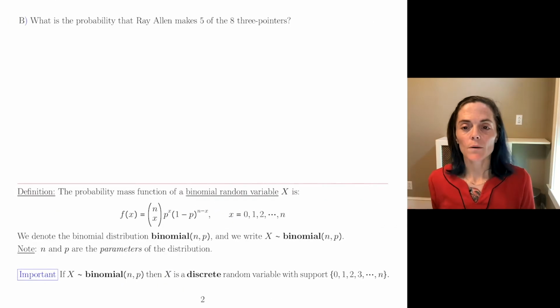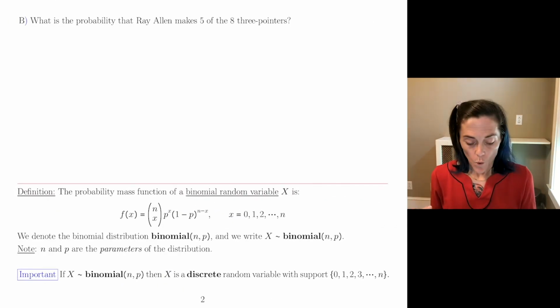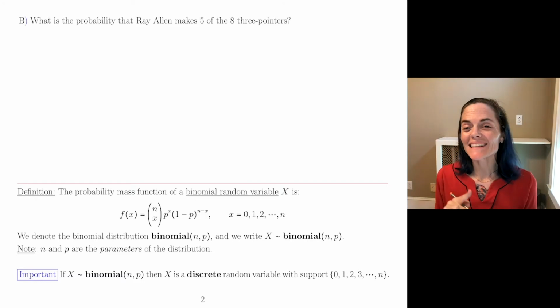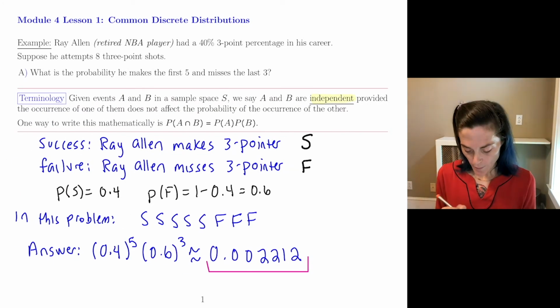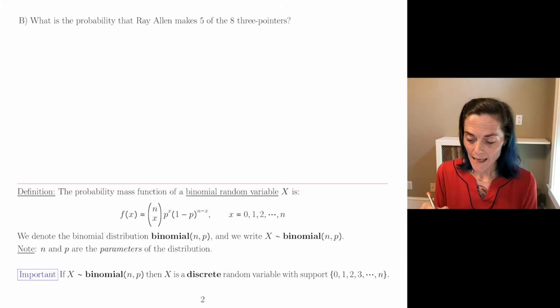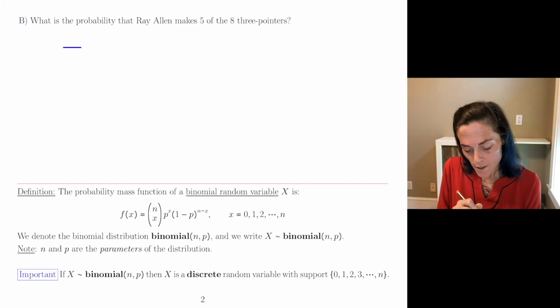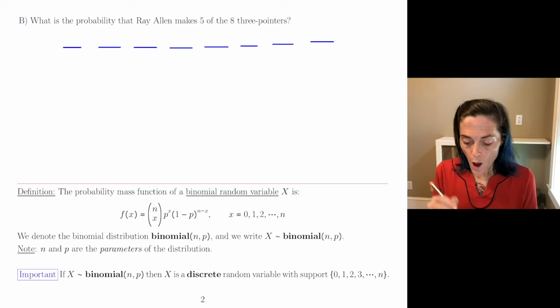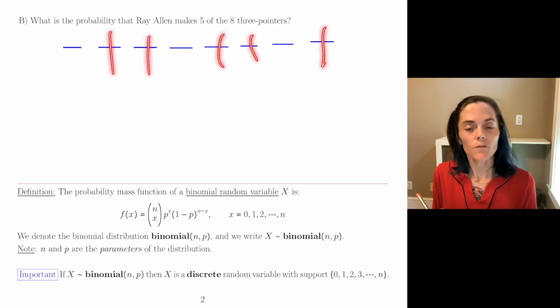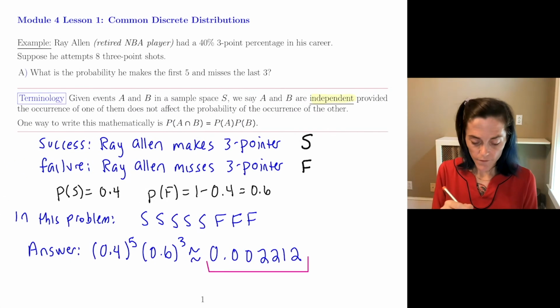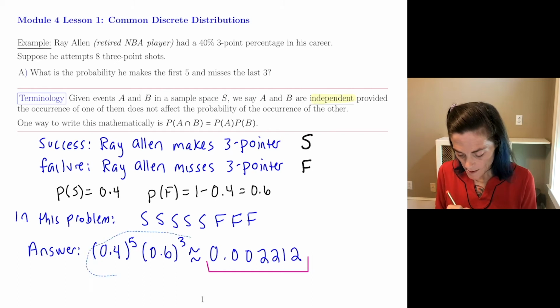All right, now here's a totally different question. What is the probability that Ray Allen makes 5 of the 8 three-pointers? If we go back to part A, you see this is one possibility. It would be you make the first 5 and miss the next 3, but it's not the only possibility. So we're still taking 8 attempts. And all we know is that 5 of them will be S's and 3 will be F's. Maybe it's these 5 or really any other possible 5.